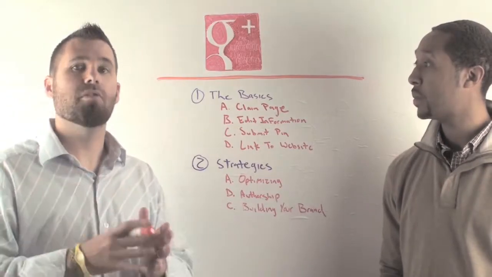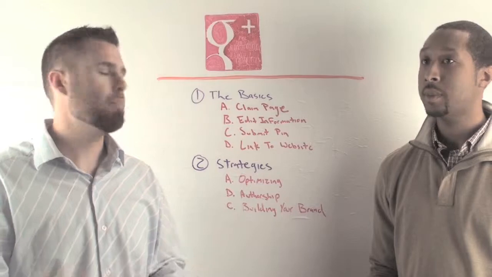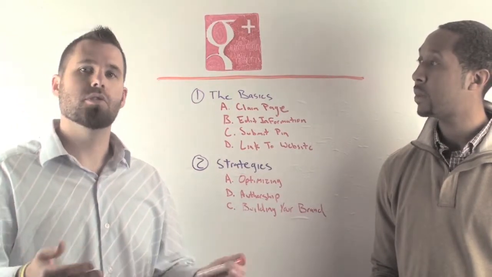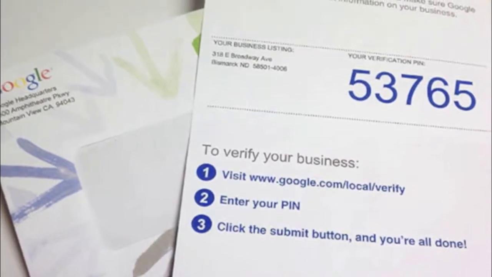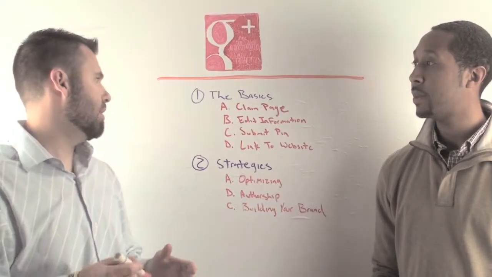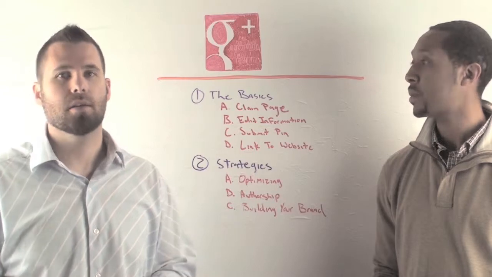Then once you get all the right information edited and your descriptions filled out, those types of things, you're going to want to submit each page for a PIN. Google's going to mail you a PIN number to the physical location. That's why it can't be a P.O. box or something like that. It has to be a physical location so they can verify that it's a real business.